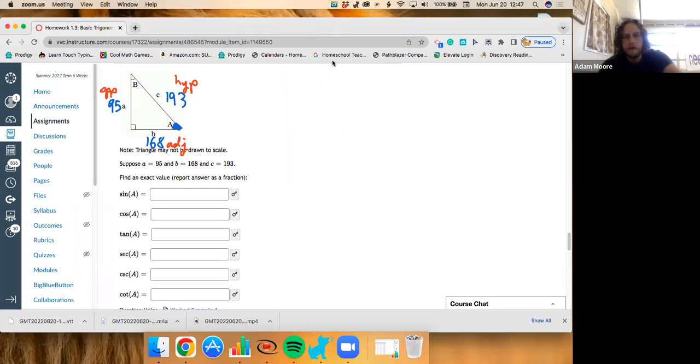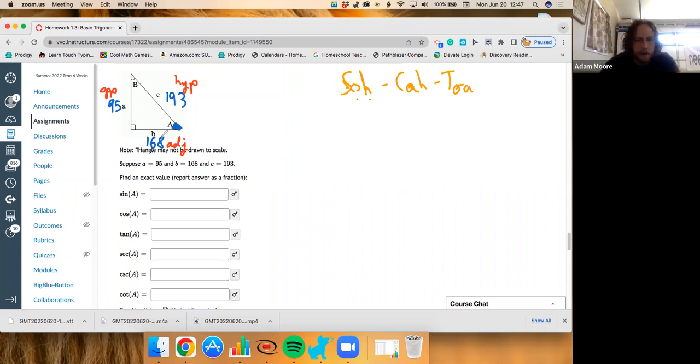Color orange or something. Let's see how this goes. Okay. Sine of A, we know from Sohcahtoa, so pretend you can read that. Toa. Sohcahtoa. Right. Well, here we go. Sine is opposite over hypotenuse.